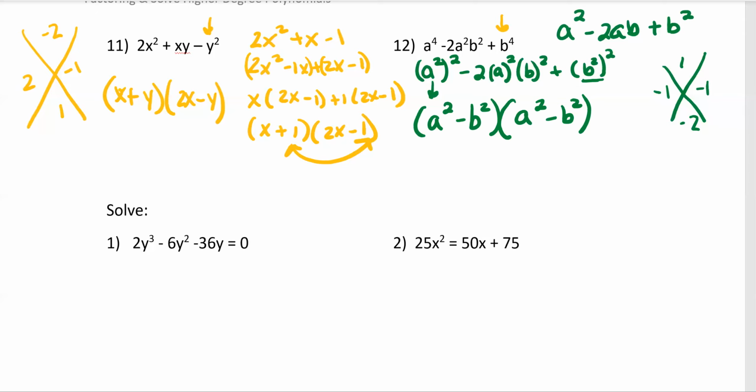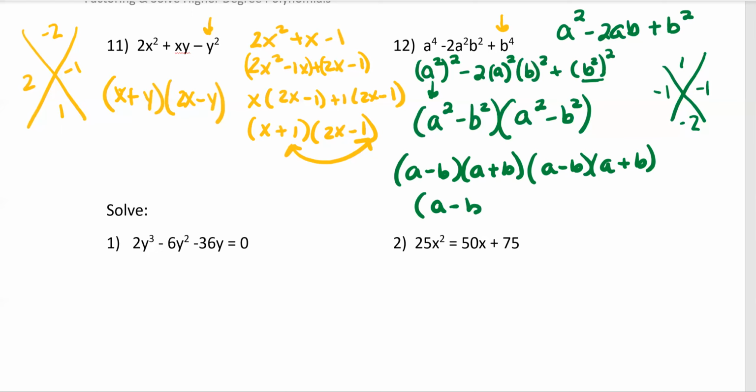But you might notice that both of these are a difference of perfect squares. So we have (a minus b)(a plus b) for the first parenthesis, and (a minus b)(a plus b) for the second parenthesis. We can put all this together and write it as (a minus b) squared (a plus b) squared. This was a good challenge problem. I'll give you a hint, it's not on your test, but you definitely need to know it for your next class.